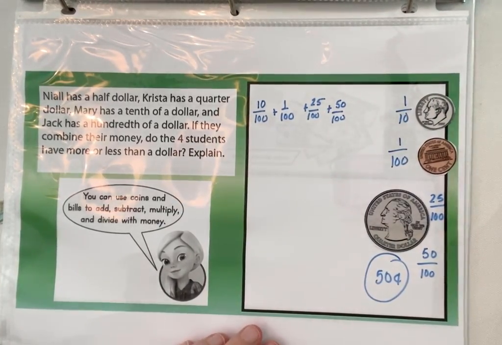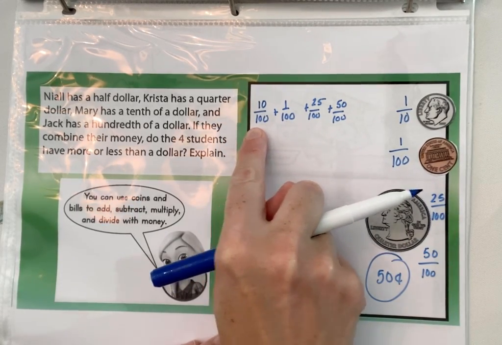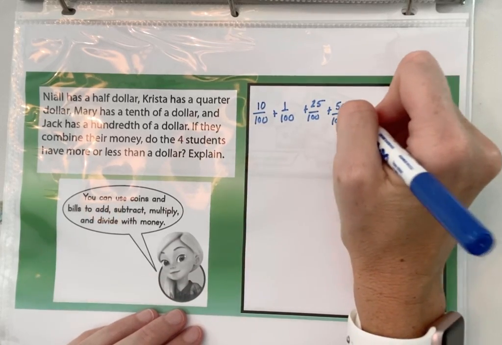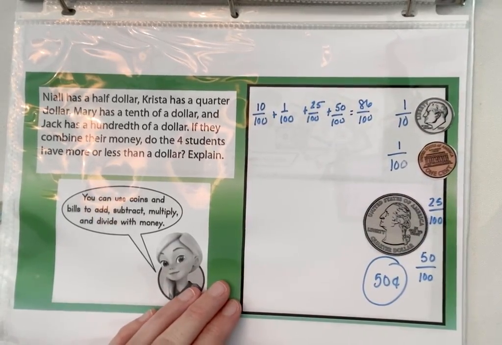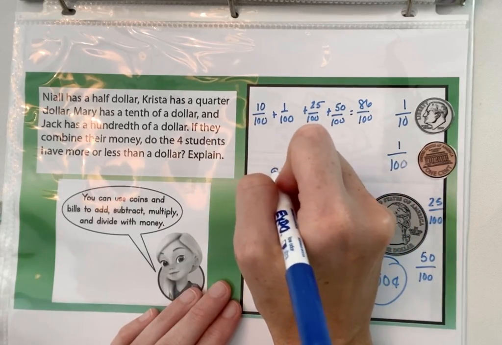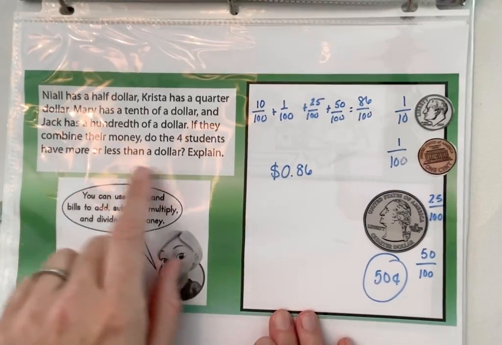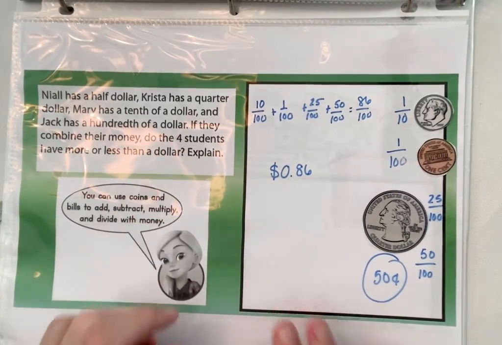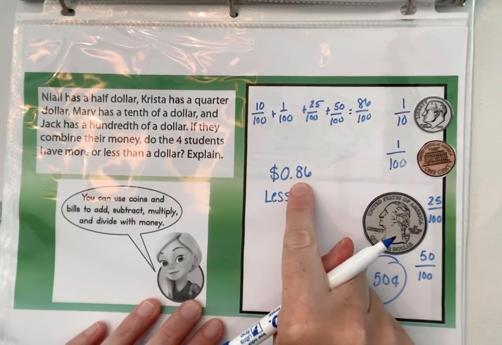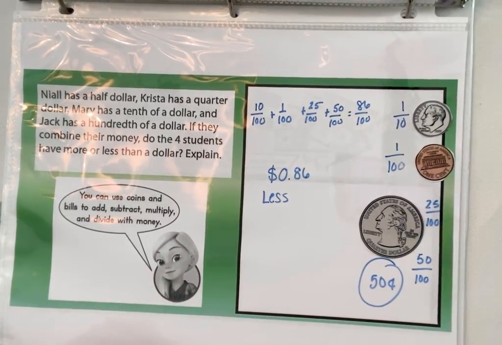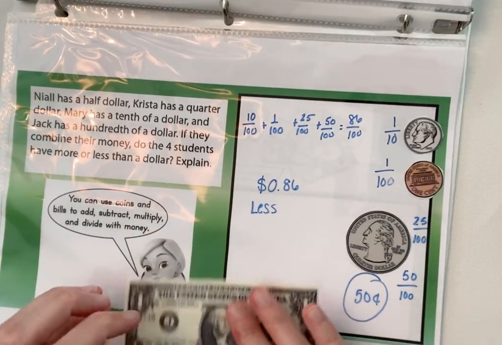25 plus 50 is 75. 75 plus 10 is 85. 85 plus 1 equals 86. So they have 86 hundredths of a dollar. How would I write that as money? Do they have more or less than a dollar? Less. Why? Because 86 cents is less than 100 cents, and 100 cents makes a dollar.